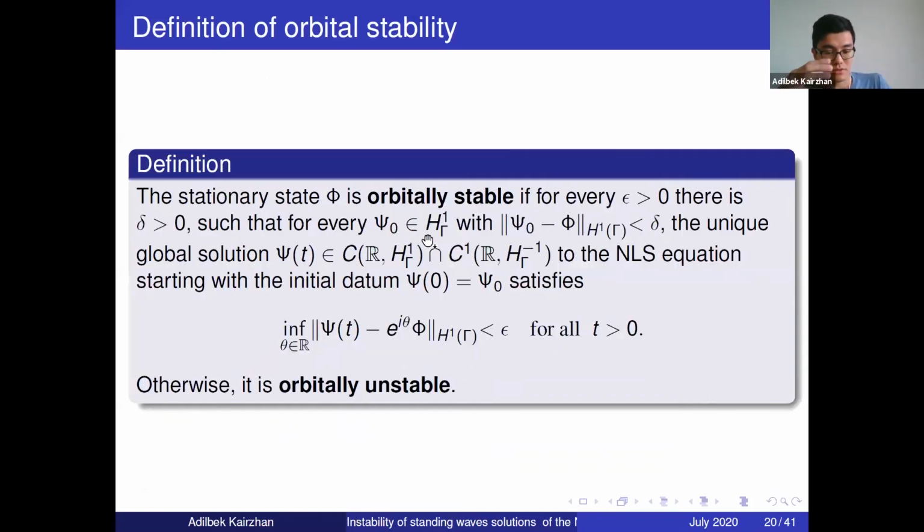So now, because of this saddle point behavior in the action functional, we expect to have some orbital instability as well. And this is the definition of orbital instability. Basically the idea is that whenever you start in some small neighborhood of the half soliton, if your global solution always remains in the small neighborhood of the orbit of the half soliton, then you say that your stationary solution is orbitally stable, so it never leaves the orbit of the half soliton. Otherwise, if you go beyond the orbit, you say that it's orbitally unstable.